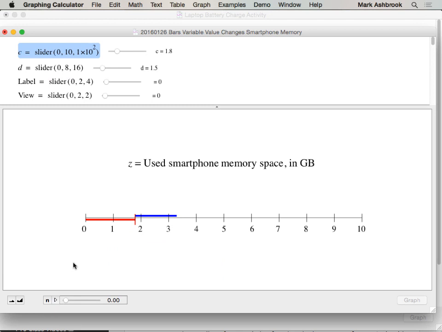Okay? And I'll give you an extra hint. One of those, either the red or the blue, is representing Z. Not both. One of them. One of them represents Z. Okay, go. Keep talking.